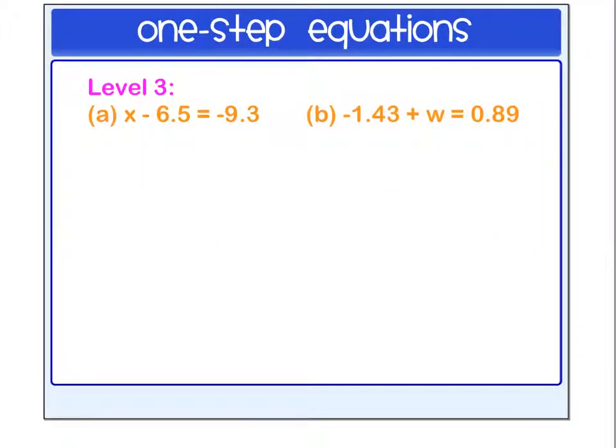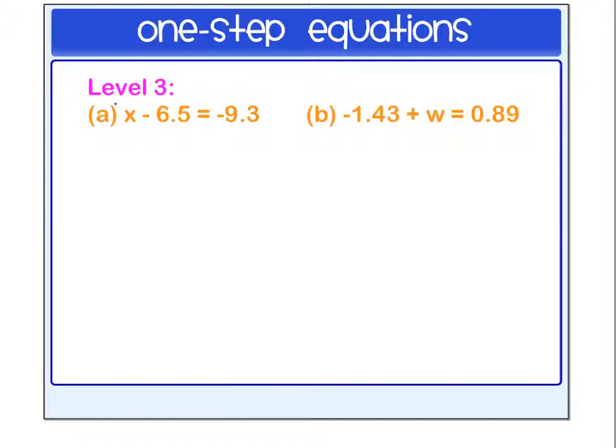The process does not change if we have fractions. It does not change if we have decimals. We still go through the step-by-step process. We want to get the x by itself. And remember, you don't need to be alarmed by the decimals or the fractions because you have your calculators and you are allowed to use those.